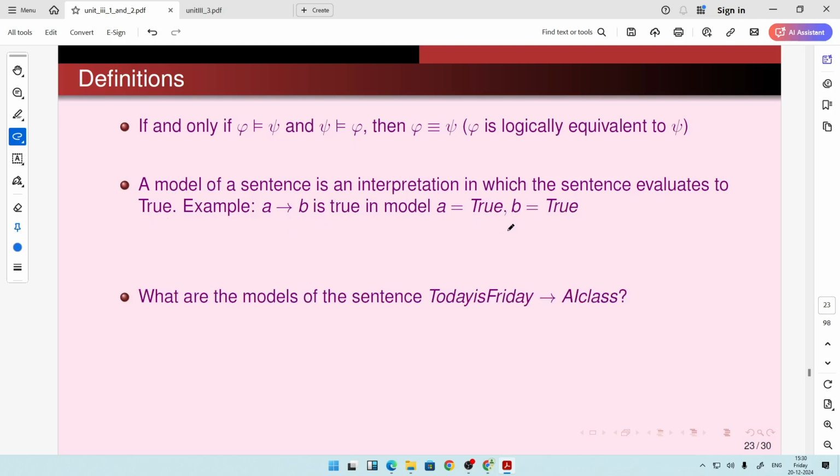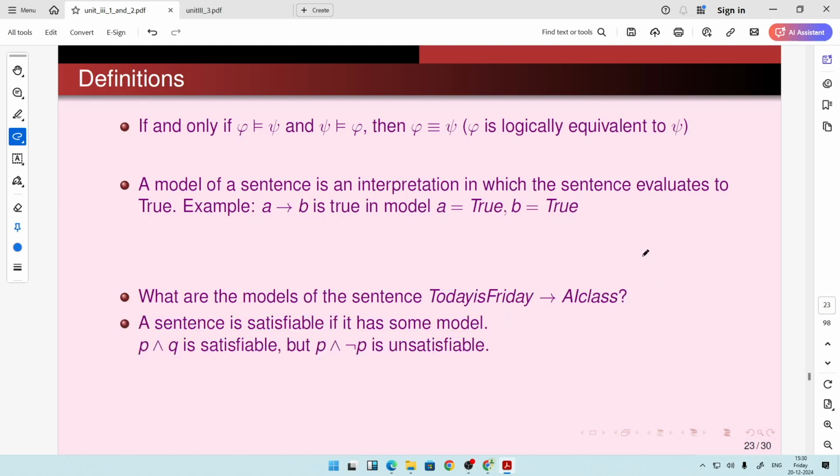So, this is a question for you. What are the models in the sentence "today is Friday implies AI class"? In this case we can have variables like today, whether it is Friday, and whether it is AI class. Another one with today is Friday is AI class, and you compute the formula and see wherever it is true, and that we can call a model.